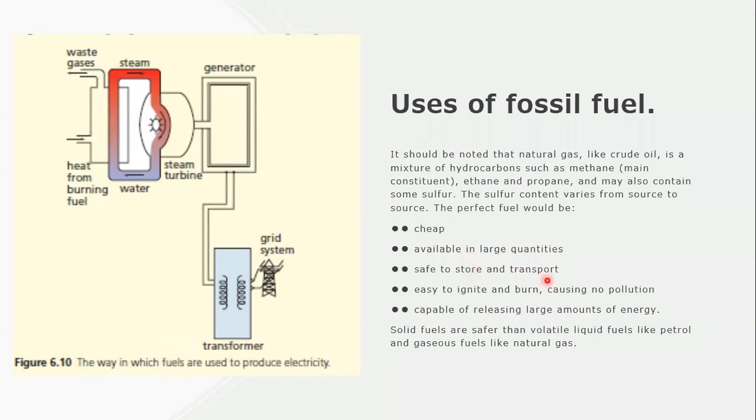Safe to store and transport, that matters. For example, talk about your petrol or your natural gas. They are generally not that safe. Coal is safer to transport because it is solid. When you talk about your petrol or your kerosene or your diesel or your natural gas, they are more likely to catch fire easily, so they are not that safe.